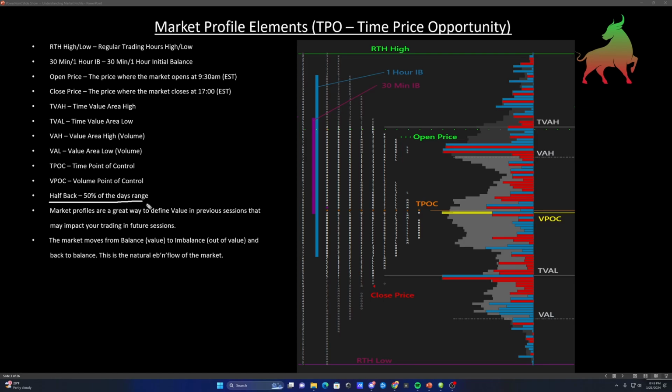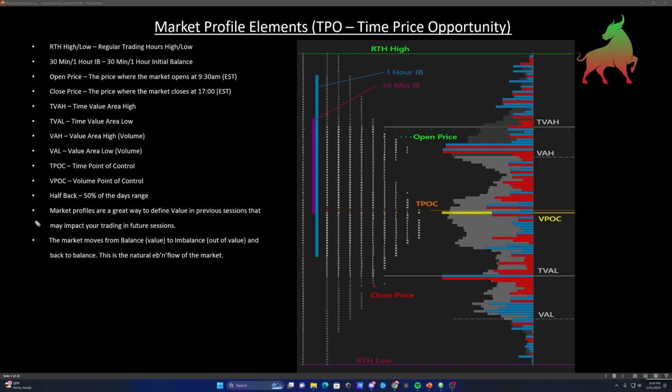Halfback, or 50% of the day's range. Halfback for short, that's going to be if you measured the regular trading hours high and the regular trading hours low, and you took 50% of it, that would be the halfback. That's represented by this little pink or purple A.